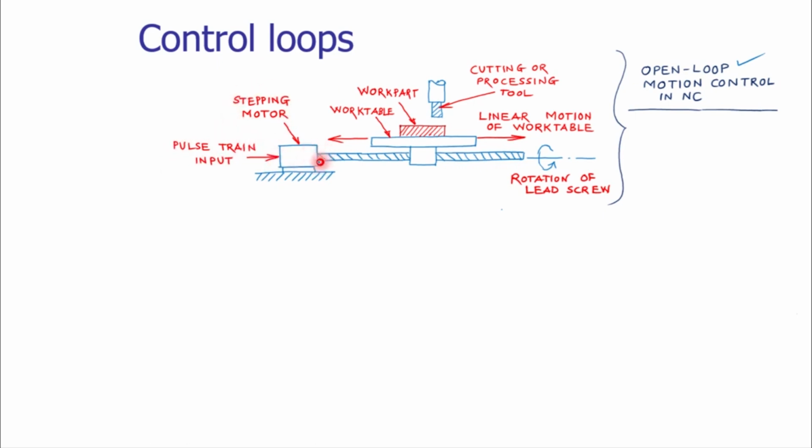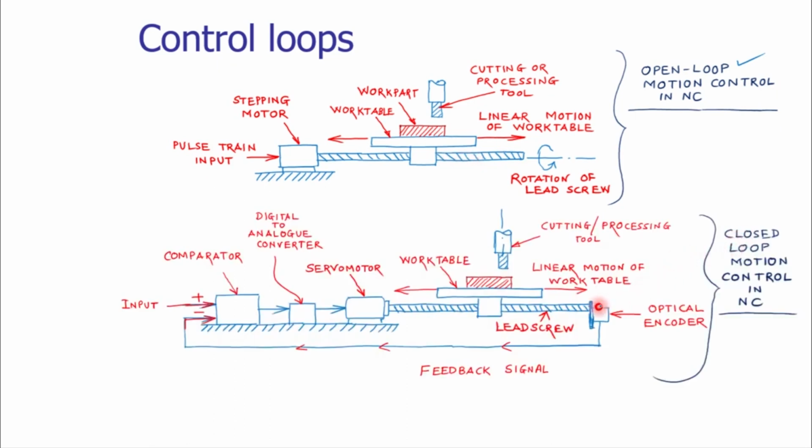The stepping motor is generating the pulses, and those pulses are given to the lead screw, the ball screw. The ball screw is rotated. As the ball screw is rotating, there is translation of the work table linearly. On the work table we have the work part, and that work part will move with respect to the cutting or the processing tool. In this case we are not taking the feedback from the rotation of the lead screw. So there is no feedback, there is no information whether the work table has reached the destination or not.